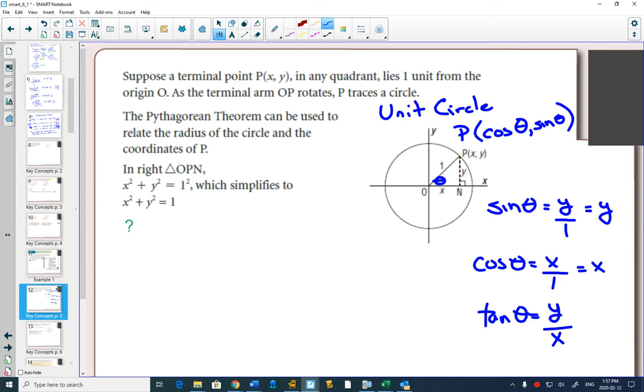And this is going to be our first really big idea. That any point on the unit circle, instead of calling it x comma y, we can just use the angle and say cos of that angle, sine of that angle.